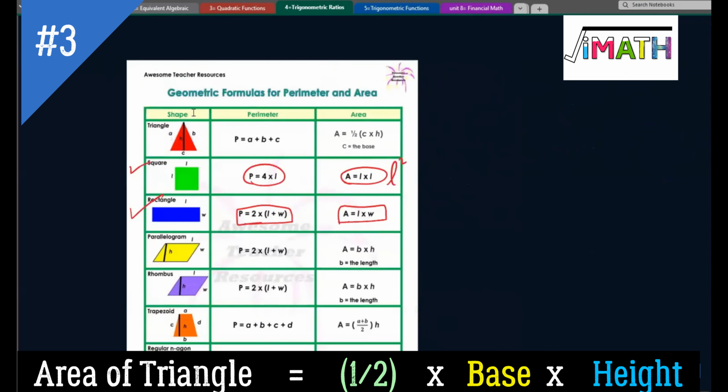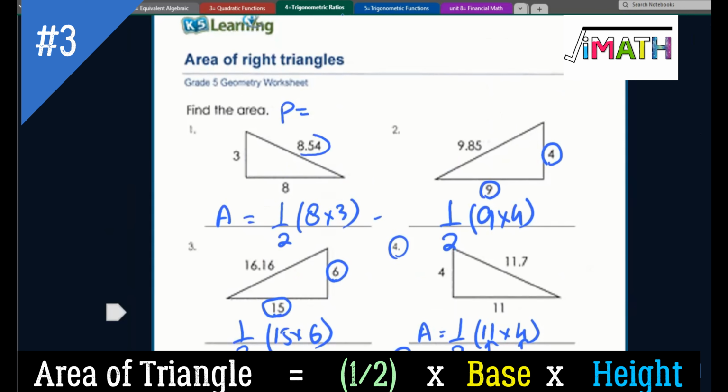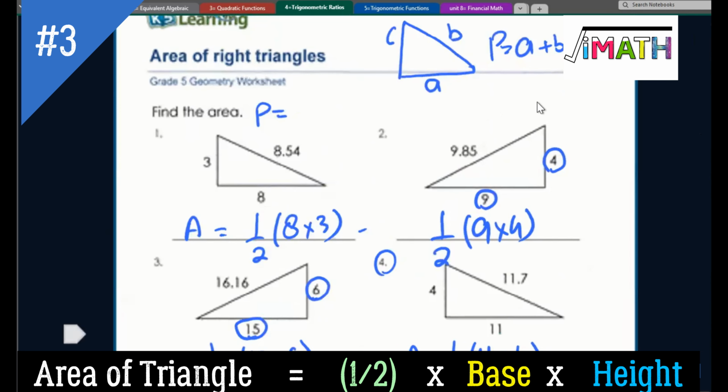Adding all the sides, right? It's going to be adding. Let's make a triangle in our mind. We can say that the sides are just like A, B, and C. If you add A, B, and C, you would get the perimeter. Remember that perimeter is the boundary around a shape, right?